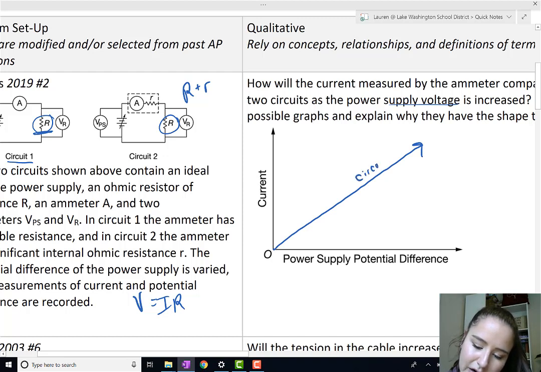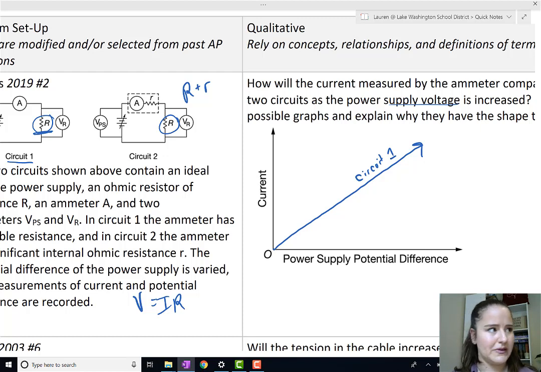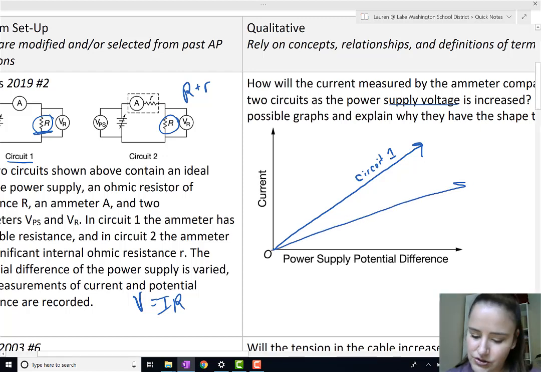So this one is going to be our circuit one graph. Now, circuit two. Is that value of little r going to change the shape of the graph? No, okay? All it does is add increased resistance. It doesn't change it from a linear to a non-linear relationship. It just has more resistance, which means for a supplied voltage, it's going to be harder for the current to get through. So it's going to lower the current. So circuit two is going to have a lower current.